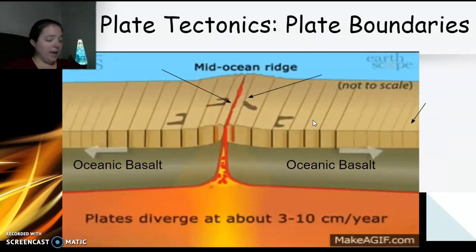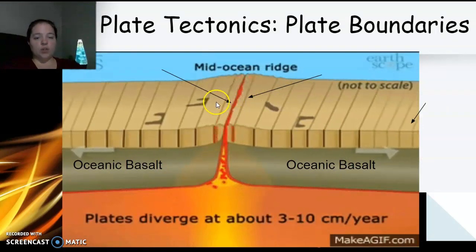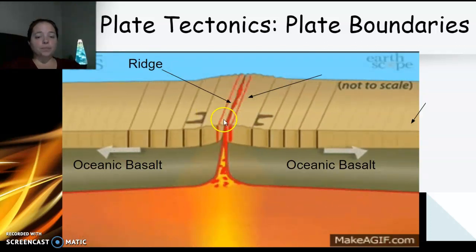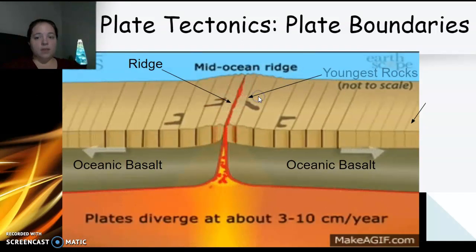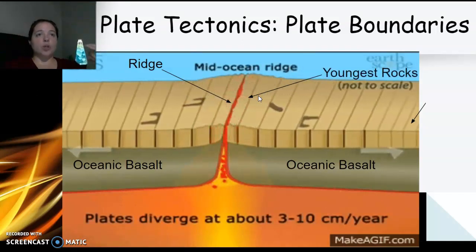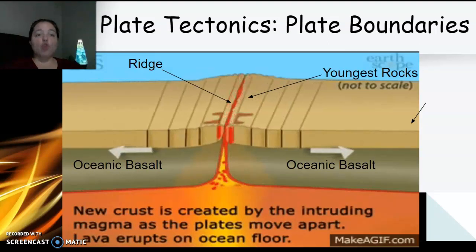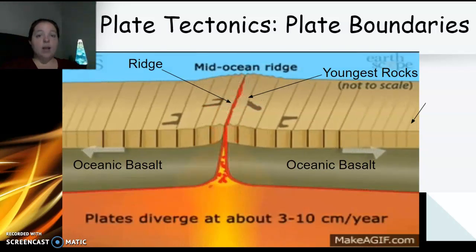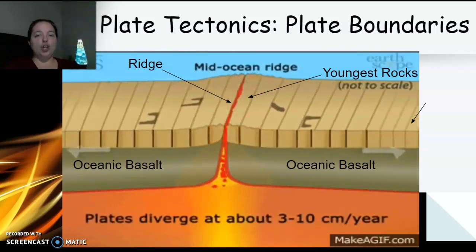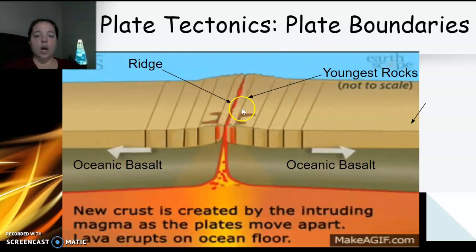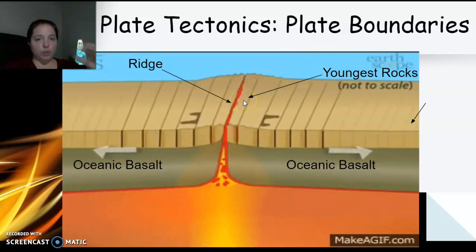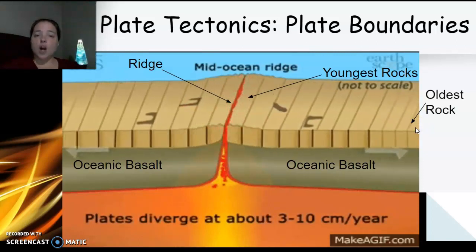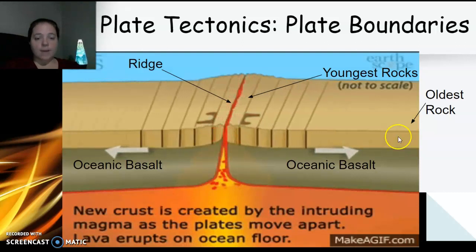All right, so back up to B, divergent. Here's a couple things you need to write down. A ridge, that is that middle part right here. At that middle part is where you have the youngest rock. That is where you have the newest crust. New crust is made. That is a hint for a little bit later. So the youngest is found closest to the ridge, and the farthest away, hint, hint, is the oldest rocks.